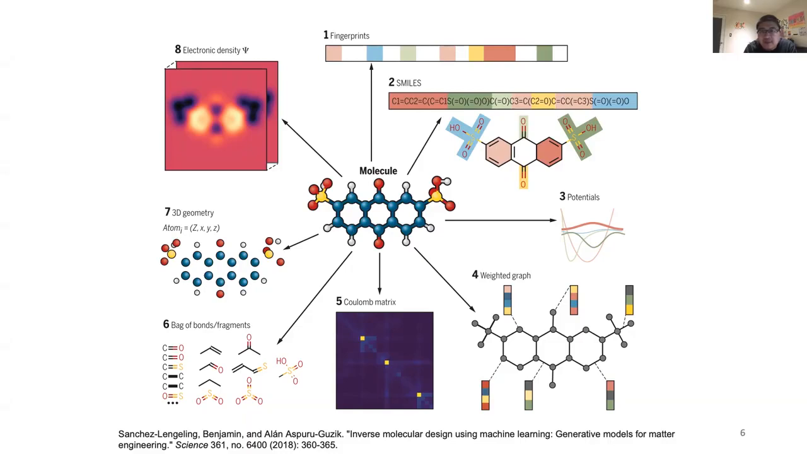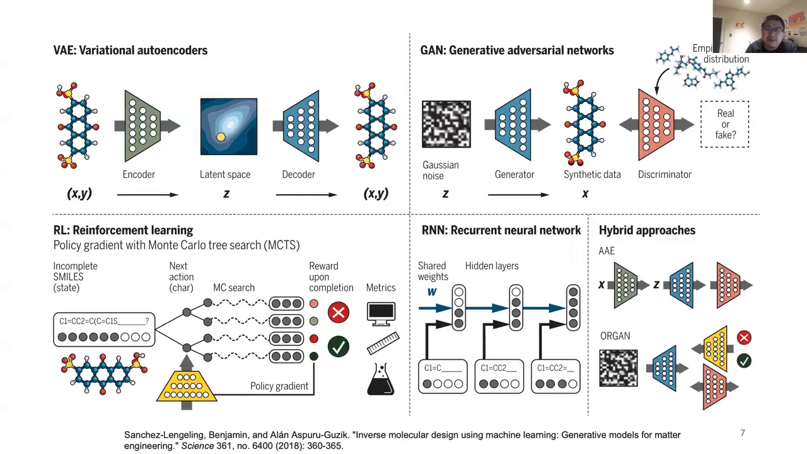And number five is a column matrix. And number six is a bag of bonds and bag of fragments. And number seven is 3D geometry with associated atomic charges. And number eight is the electronic density. And different machine learning approaches have been leveraged in this process of molecule design.